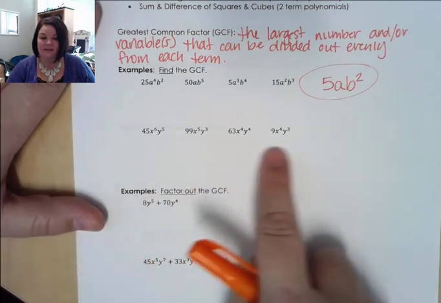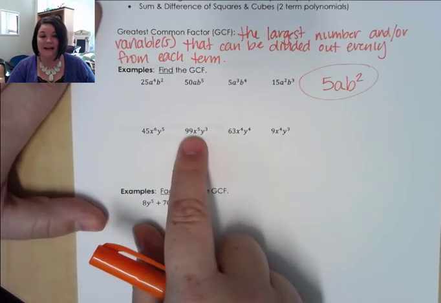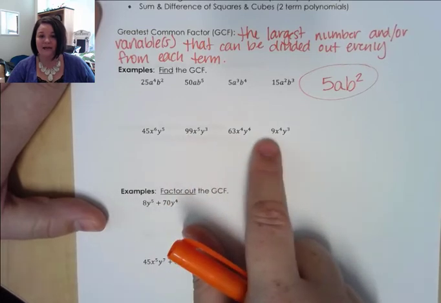Okay, so I want to do the same thing on this one. When I look at this one, I have 45, 99, 63, and 9.